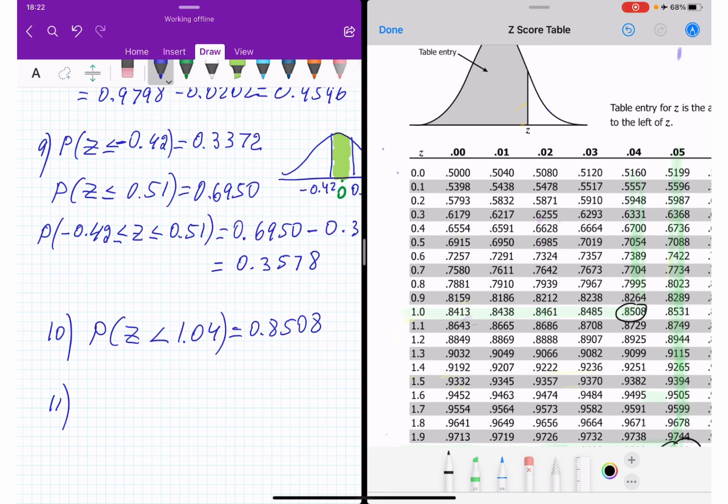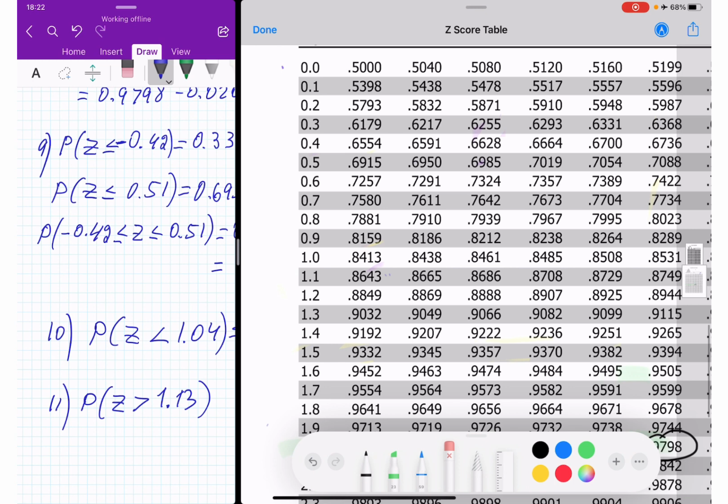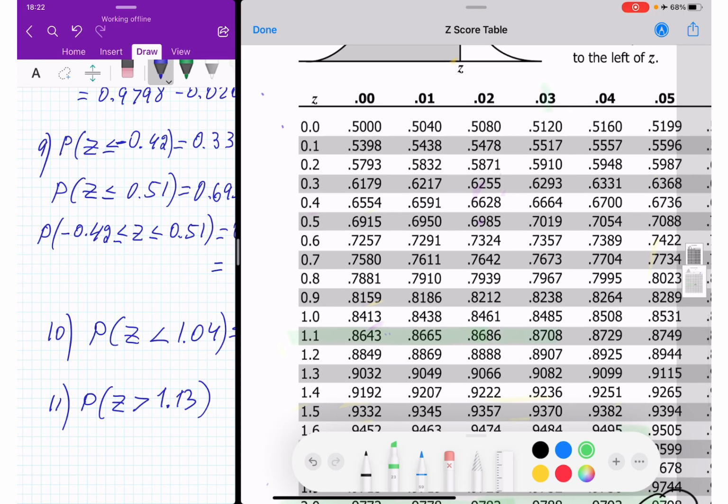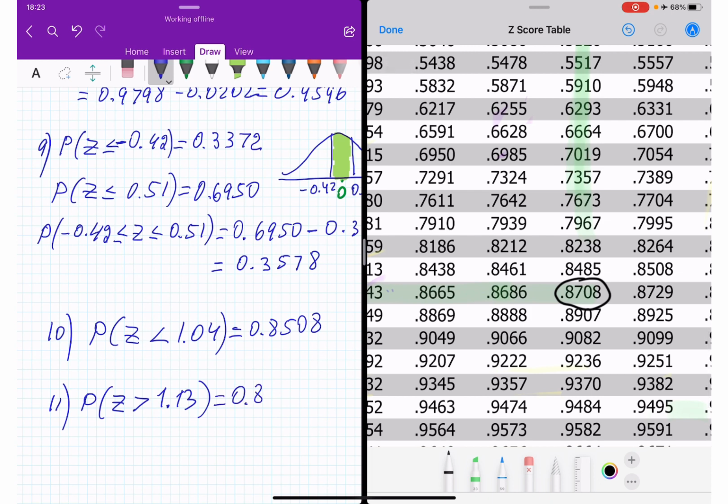Question number 11. We need to find the probability for z-score greater than 1.13. All right? So let me clean this. 1.1 and 3, I think this should be here. Yeah, right here, 3. So the solution is 0.8708.